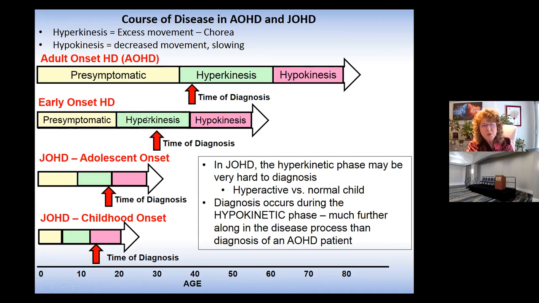And then you can see here, as we go down with earlier onset, the whole disease course gets really short, right? So that means the yellow bars, the pre-symptomatic, become shrunk, the green bars, the hyperkinesis. And for the most part, what it means is that for something like childhood onset JOHD, when we make the diagnosis, we miss the whole hyperkinesis. That phase of the disease has already come in. And so oftentimes the time of diagnosis is made when they're already in the phase of hypokinesis. They're already farther along in the disease than somebody with adult onset.